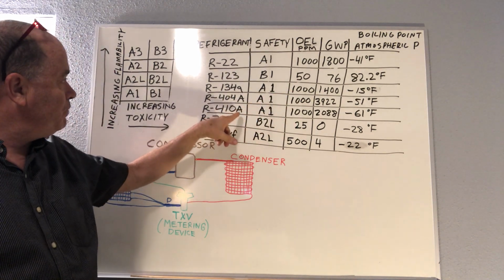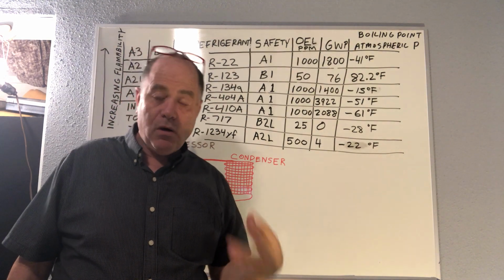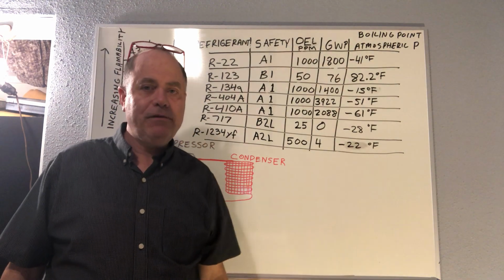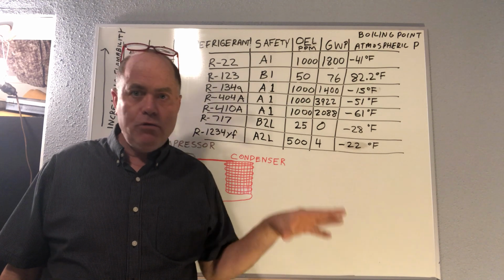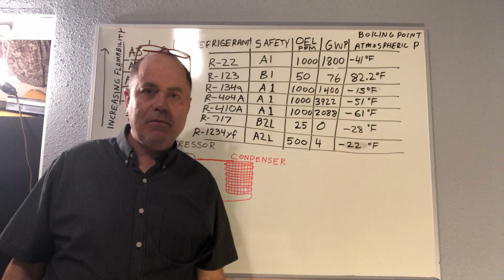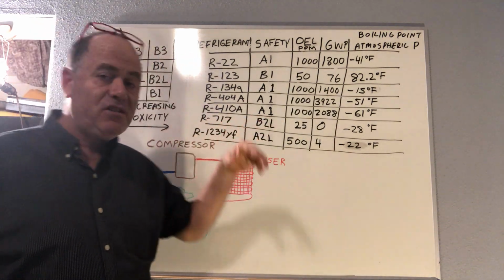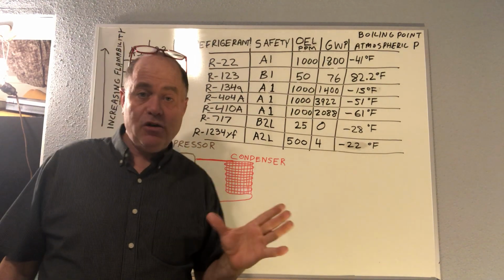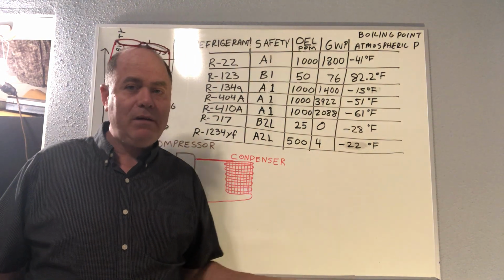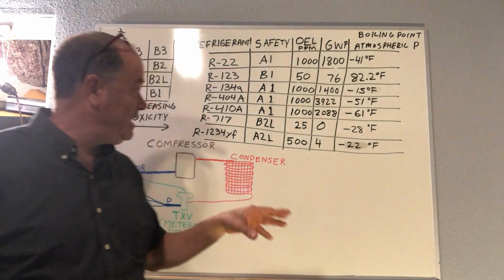And then R717 is ammonia. Now, ammonia is about the oldest refrigerant. It's the best refrigerant for heat transfer. No new refrigerant, even though we figured out ammonia 130 years ago or more, ammonia is the best one for heat transfer. And it doesn't have any ozone depletion, and it has no global warming, but if you get a whiff of it, it can really get you.